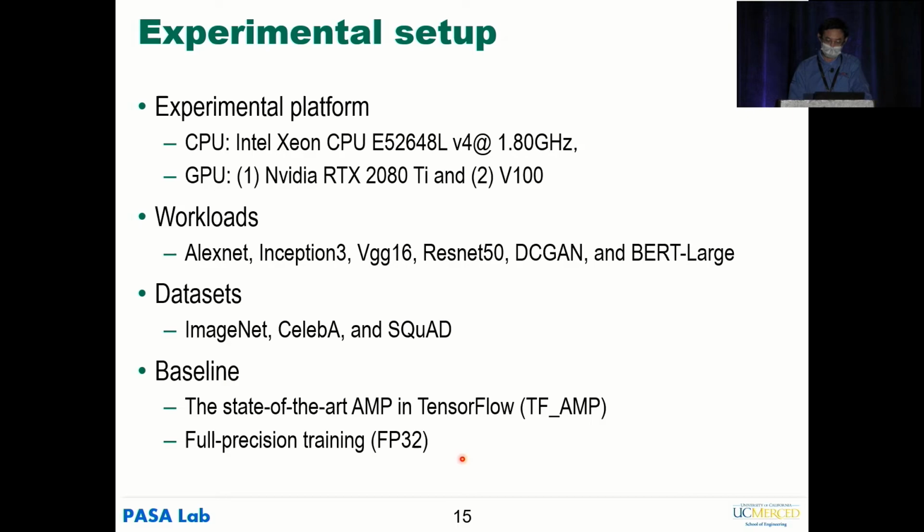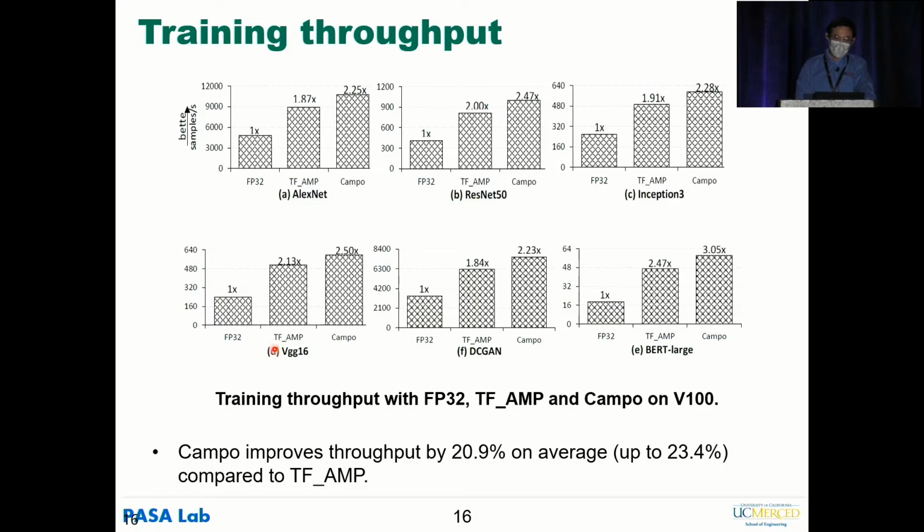We first look at the training throughput. In this figure, the y-axis is the training throughput, so higher is better. So look at these bars. Our system, Campo, improves throughput by 20% on average and up to 23% compared with the traditional TensorFlow.